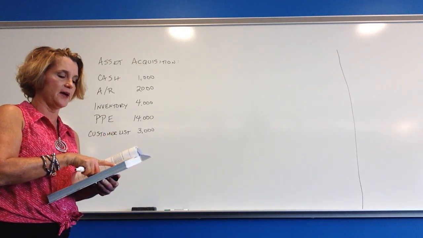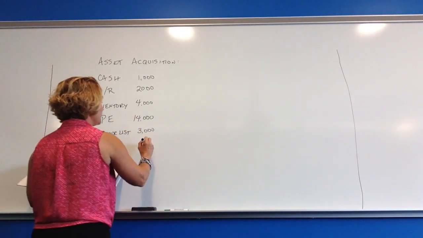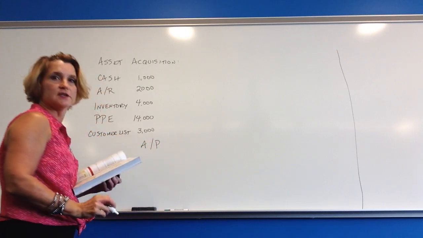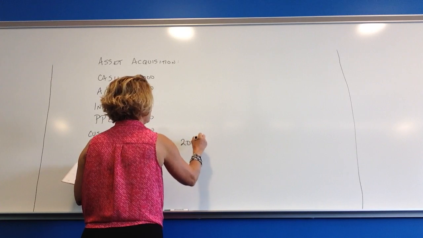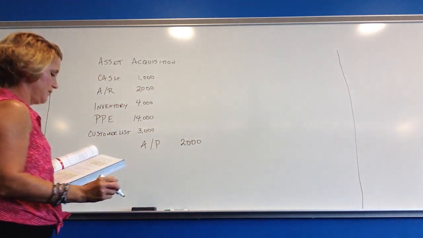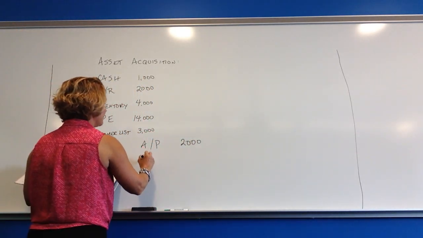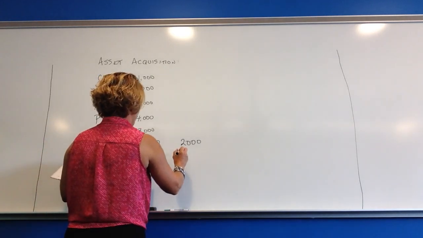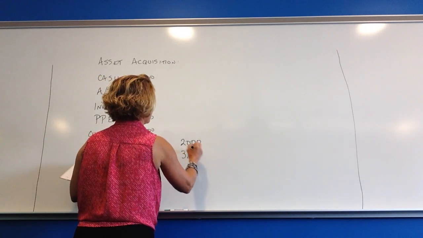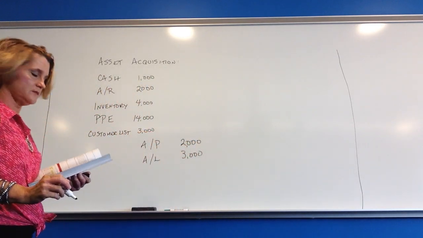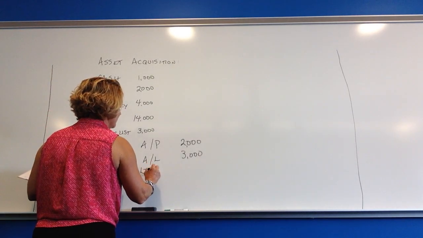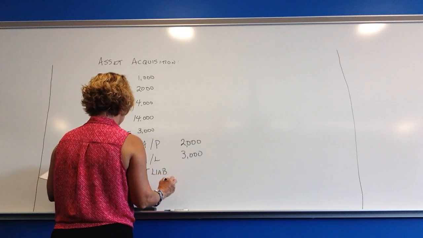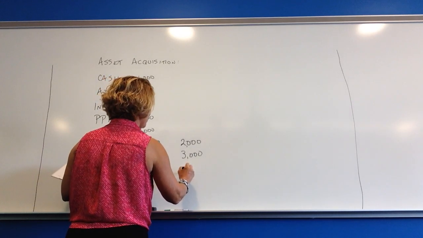Then we go back to their balance sheet. The company is also assuming their liabilities. So they're going to have accounts payable worth $2,000 that they're going to owe. They have accrued liabilities worth $3,000 that they're going to owe. And then they have long-term liabilities. And those long-term liabilities are $4,000.